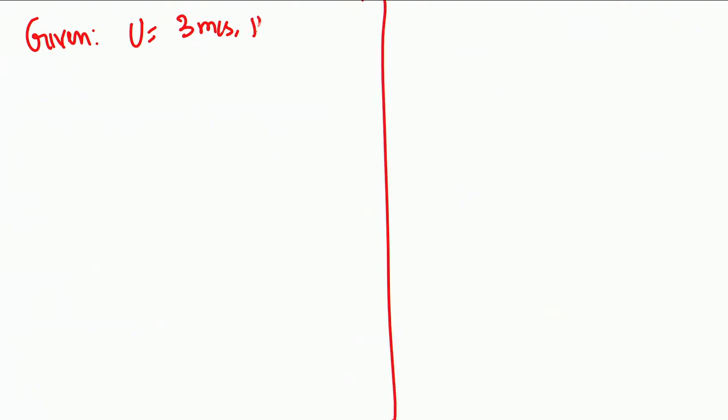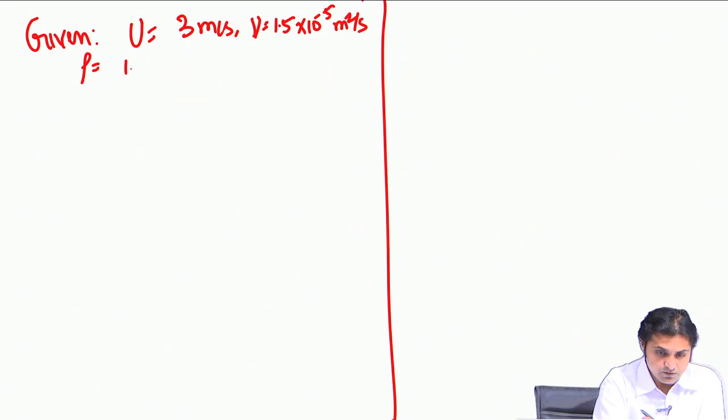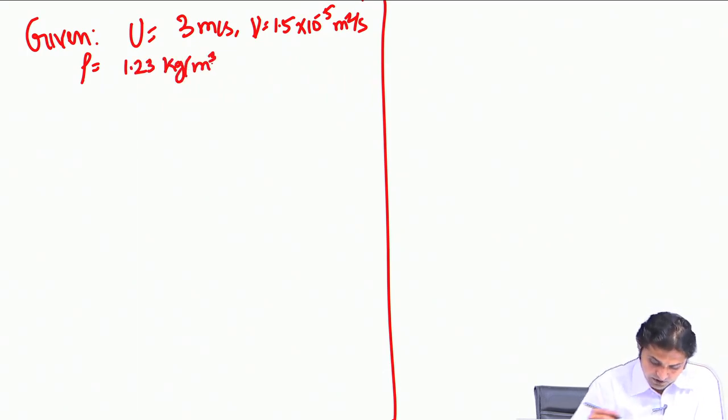Okay. So what we are going to do, given U is equal to 3 meters per second, right, nu is equal to 1.5 into 10 to the power minus 5 meter square per second, and rho is given as 1.23 kilogram per meter cube. All right.